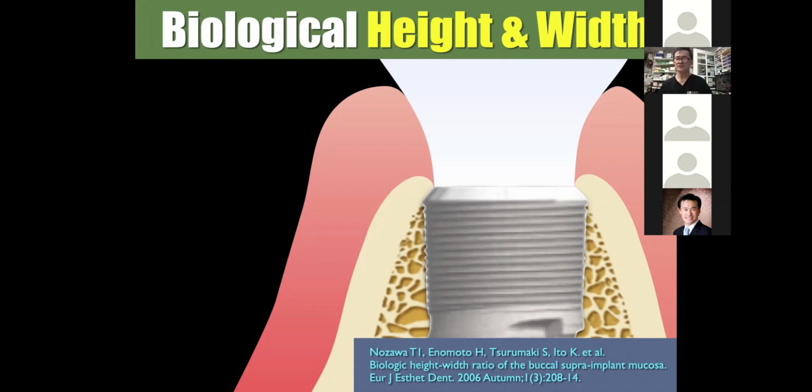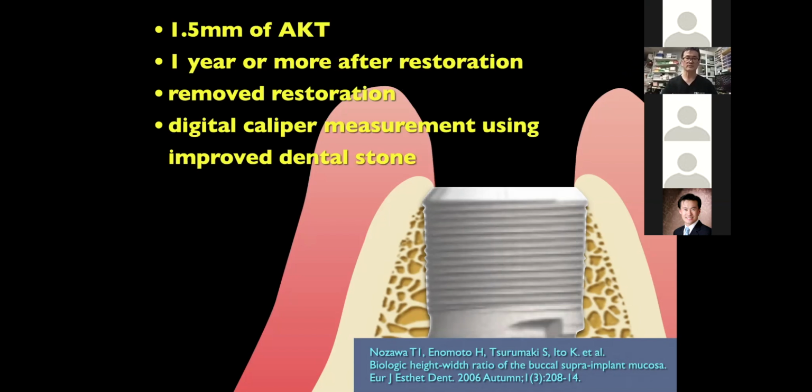Now, this group of Japanese scholars in an old paper, 2006, wanted to know exactly this. What is the appropriate height and width? Is there such a thing as an ideal ratio? What they did, they took a bunch of their own cases that were completed restoratively. They all had to have 1.5 millimeters of attached keratinized tissue. They all had to be restored for more than a year. In other words, something reasonable.